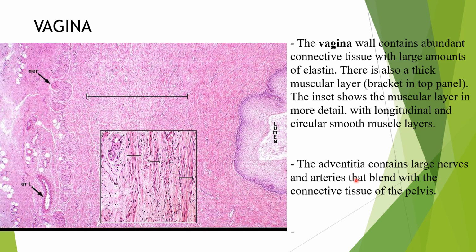Adventitia contains larger nerves and arteries. In this diagram you can also appreciate these are the sections of the nerves and these are the sections of the arteries, and outer to this is the connective tissue which blends with the connective tissue of the surrounding structures.